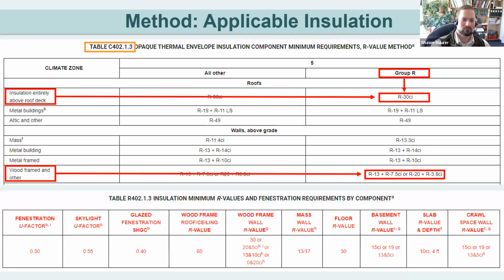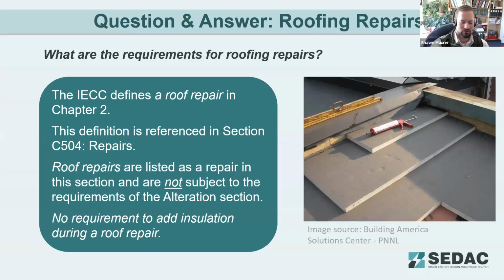On the residential side, we're looking at wood frame roof or ceiling. The R value for those is R60. And then for framed walls, there's multiple selections there.